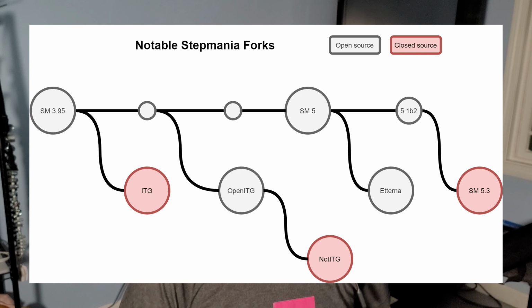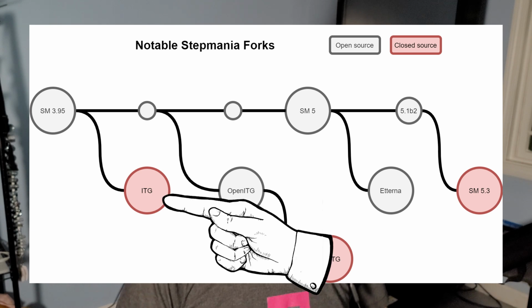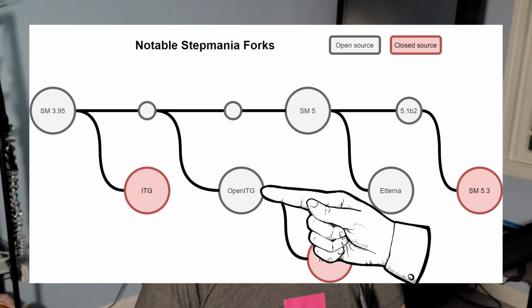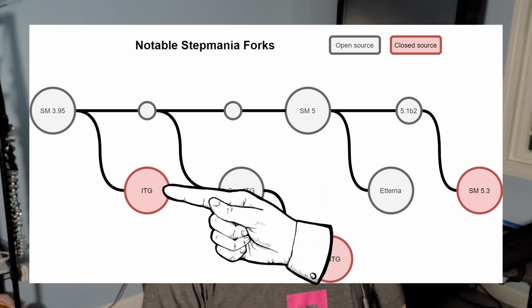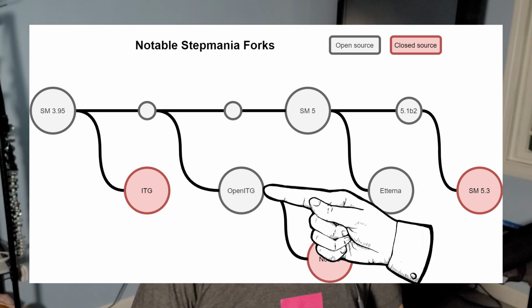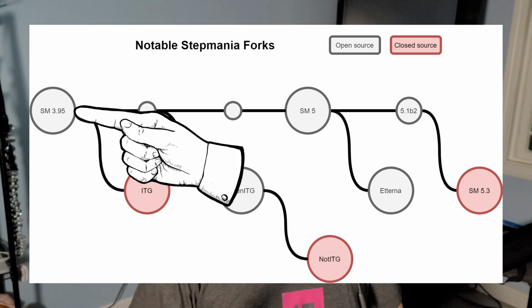An older version of Stepmania was forked and turned into the software behind In the Groove. In the Groove was not open source. Another project later called OpenITG tried to make an open source version of In the Groove. For a long time, pad players were using RealITG, OpenITG, or Stepmania 3.95. All of them are, from what I can tell, closely related.